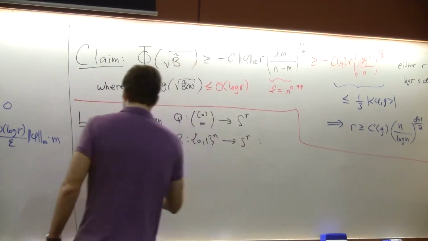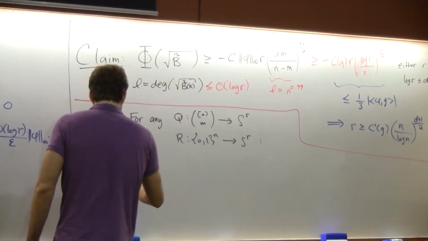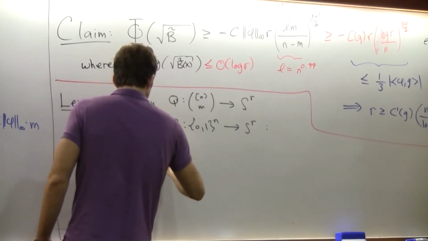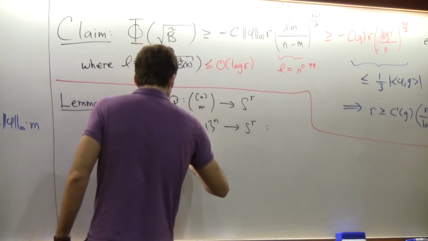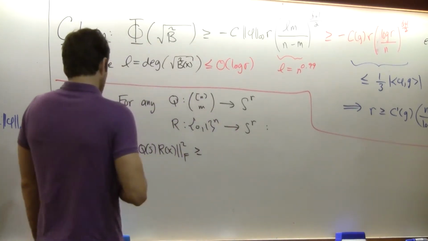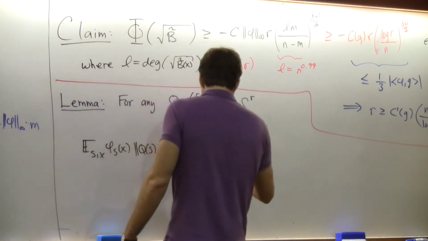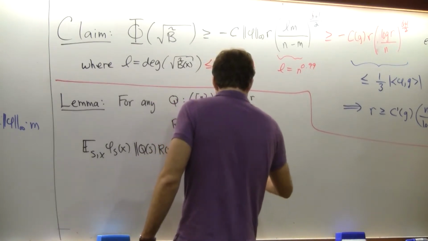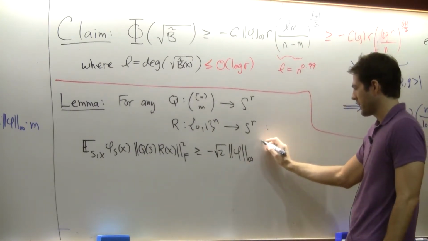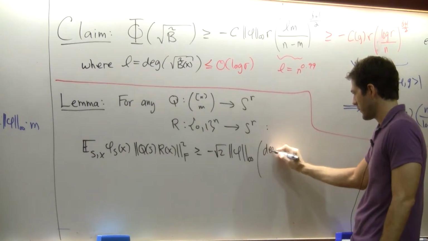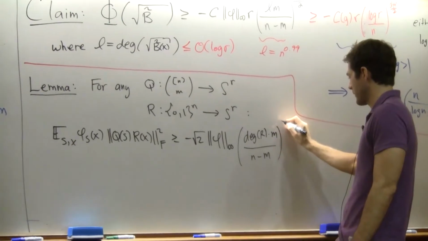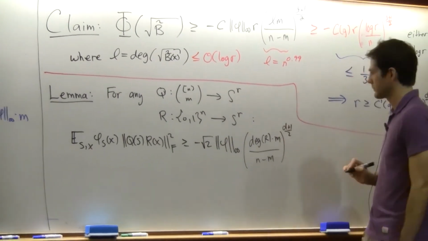The following holds. When we look at Q squared, it's at least, I apologize, nothing is going to be too bad. It's just that there's a lot of error terms. So first of all, we're going to get what we want here, which is degree of r times m over n minus m to the d plus 1 over 2. That's what we want.